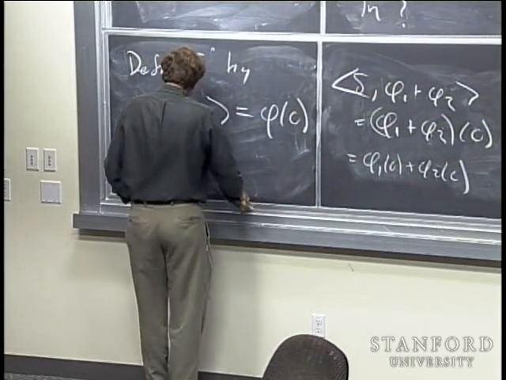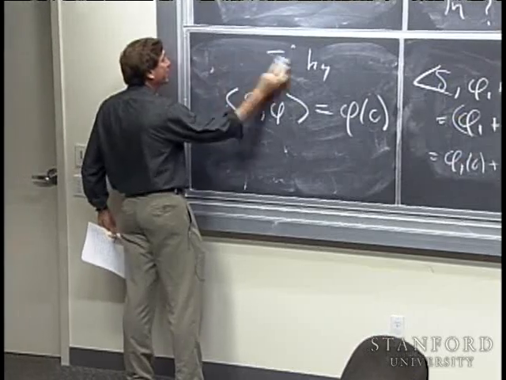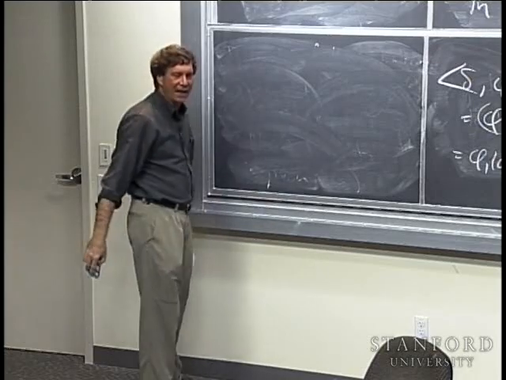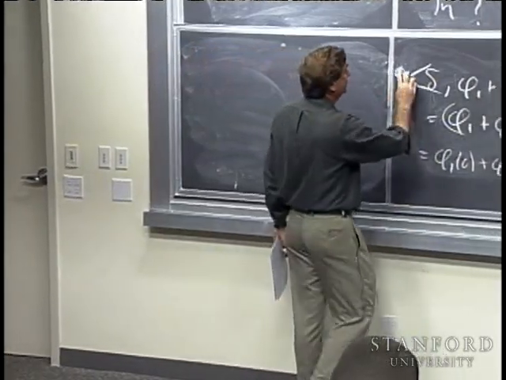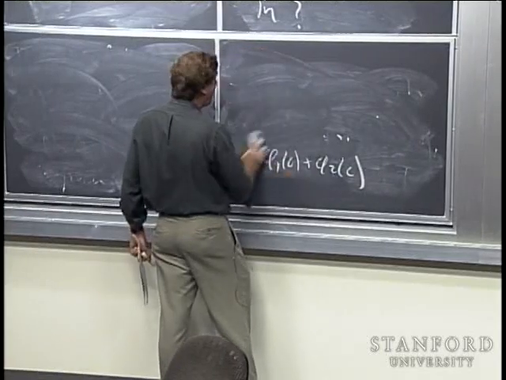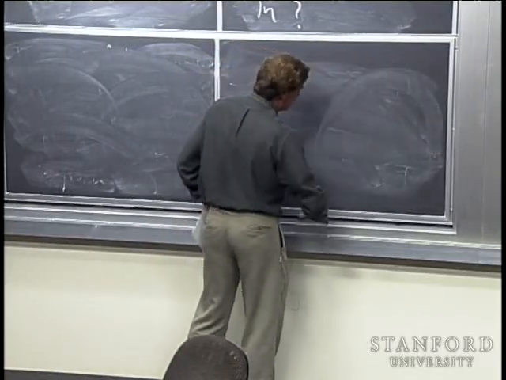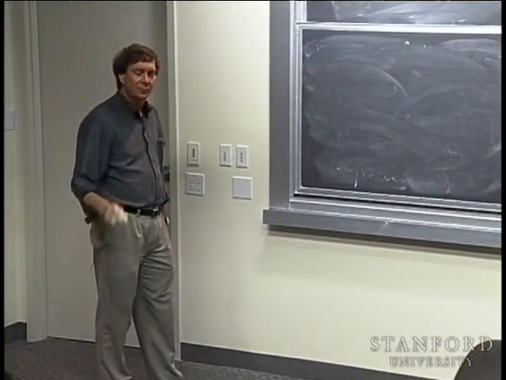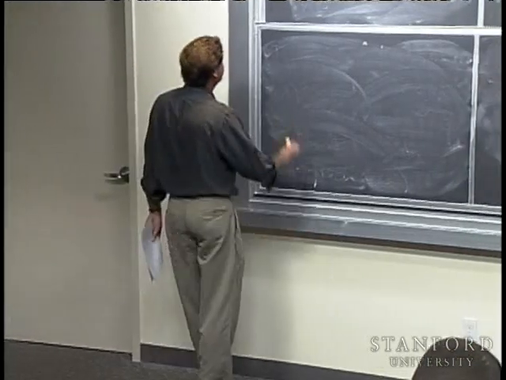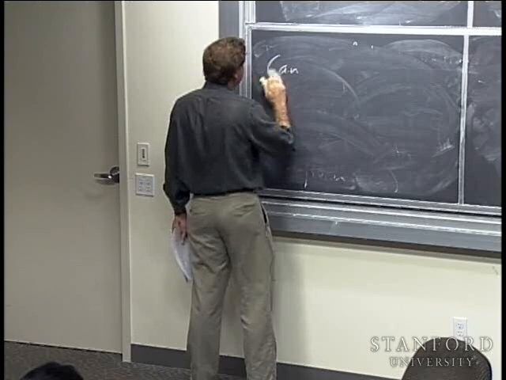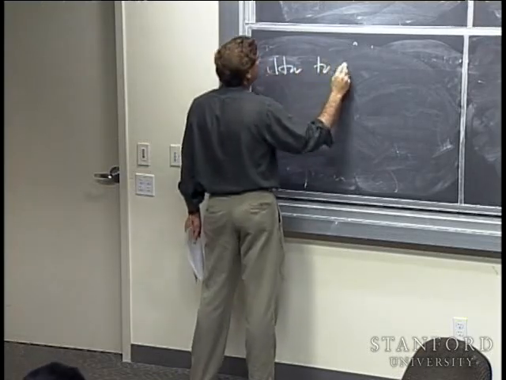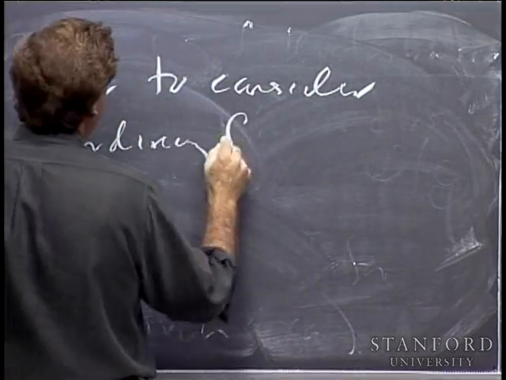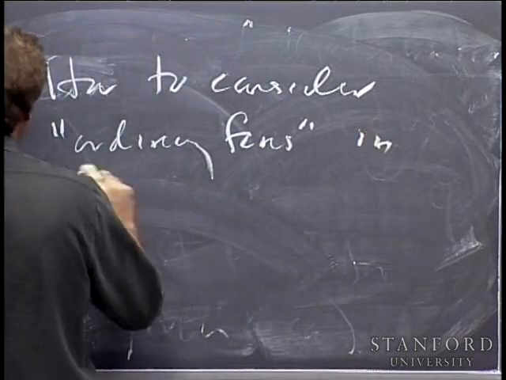So I want to explain now how generalized functions include, in a natural way, the sort of ordinary functions. That is to say, I haven't lost anything. I haven't lost those functions that I really want to consider. They're in there, but they're in there in a slightly different way. So this is a question of how to consider ordinary functions in this context.